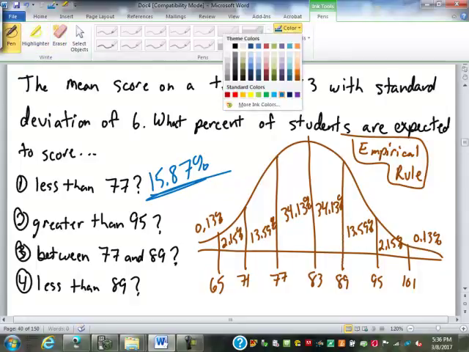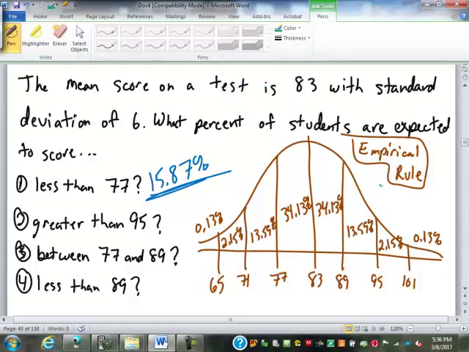For the next one, greater than 95. Here's 95. Greater than would be over here. So we're going to add those two percents. 2.15 and 0.13 gives us 2.28% that we would expect to score greater than 95.